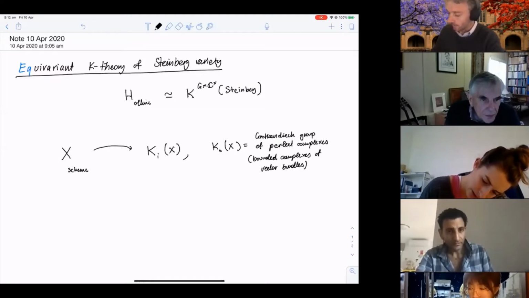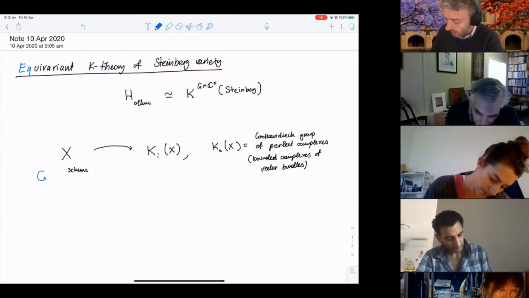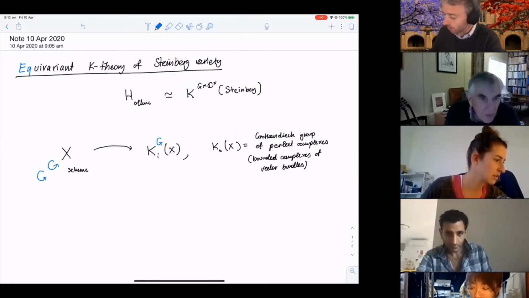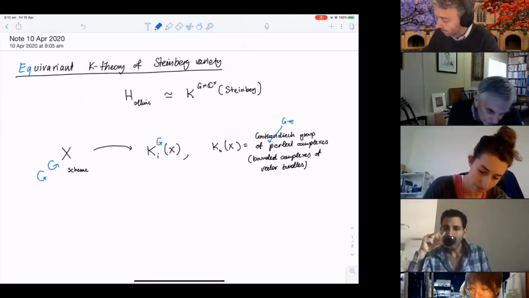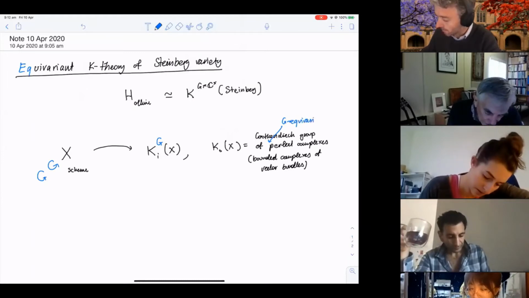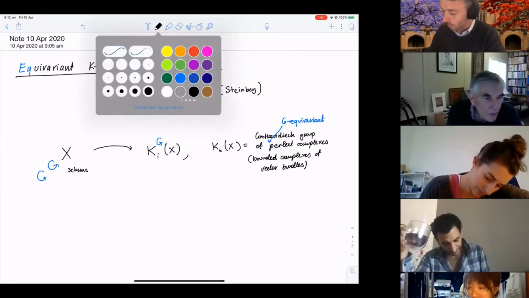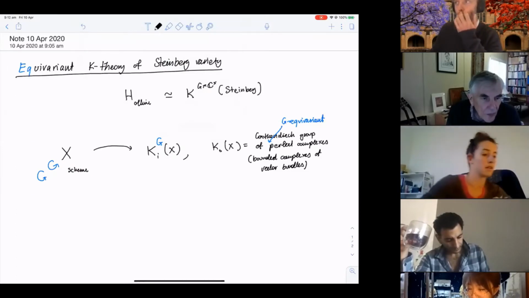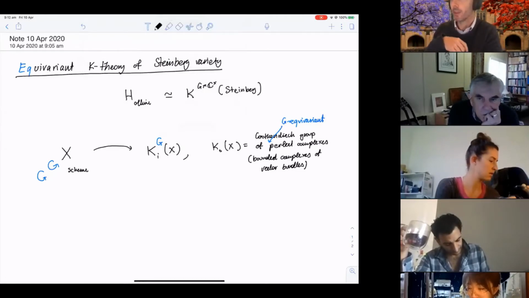And if we have a group G acting, then we can consider the equivariant K theory groups. This is the Grothendieck group of G-equivariant perfect complexes. And roughly, let me tell the story verbally a little bit of K theory.